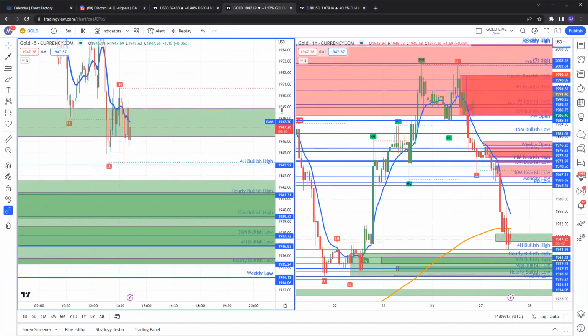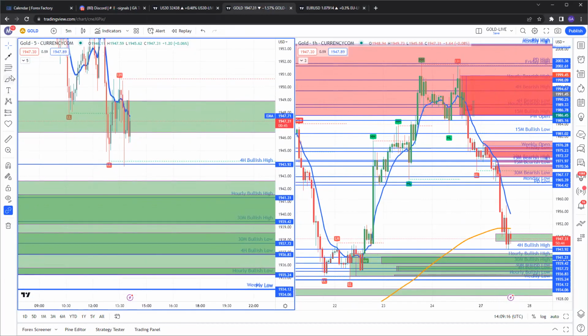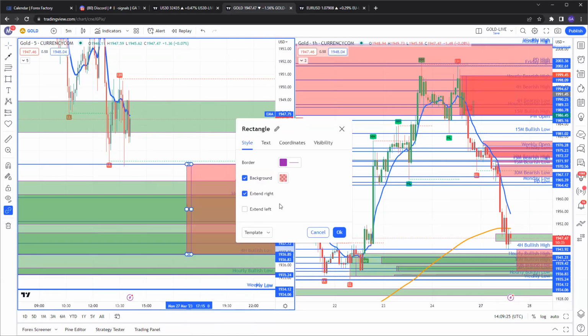Now let's see what we can find. So what I'll do, I'll come here. I see a 4-hour bullish high. I need to find the low, the 4-hour bullish low. It's around here. Change this to green.